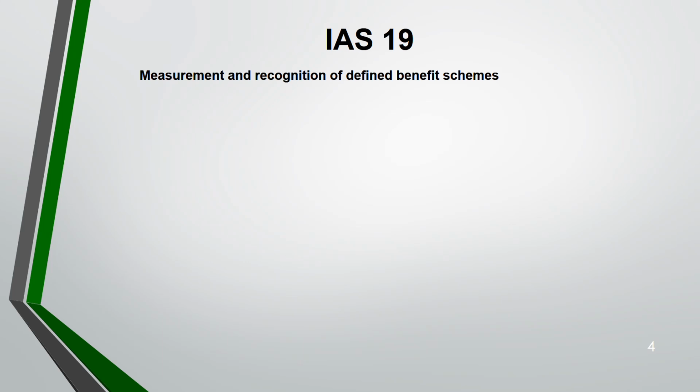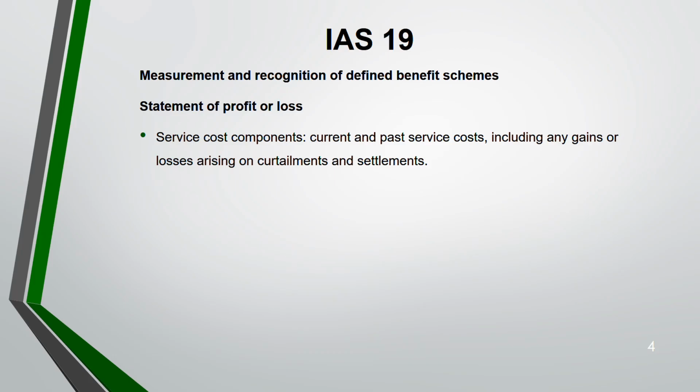Now, you don't need to know how the scheme works. You need to know how to measure and recognize. That's what is going to be asked in your financial statements. First, let us go to the statement of profit and loss. In your statement of profit and loss, you will recognize the service cost, the current service cost and the past service cost.